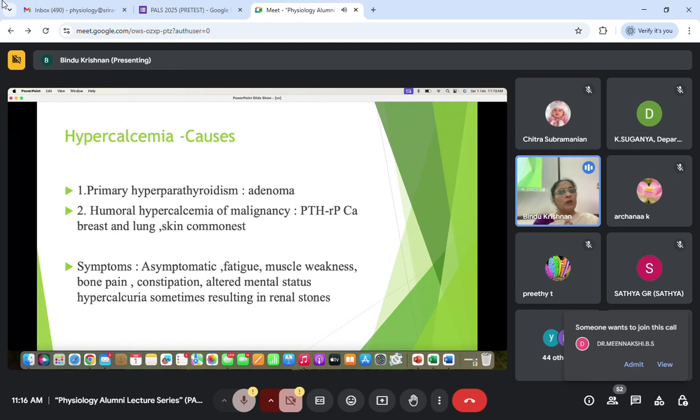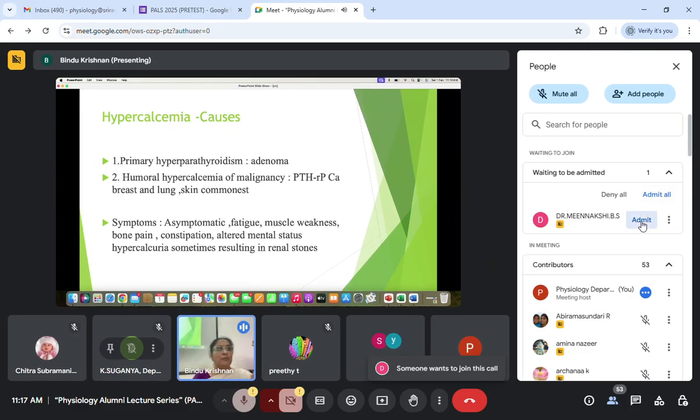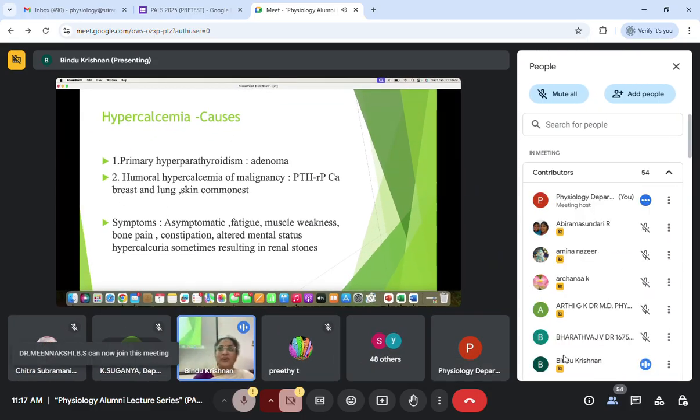So the common cause is an adenoma in the parathyroid gland resulting in primary hyperparathyroidism, or the next one I mentioned, that is the hypercalcemia of malignancy, where the parathormone related peptide is being released, especially CA of breast, lung and skin being the commonest. So the symptoms here, most of the time it is asymptomatic, but the patient can present with fatigue, muscle weakness, bone pain, constipation, altered mental status, and this hypercalciuria can present itself as renal stones here.